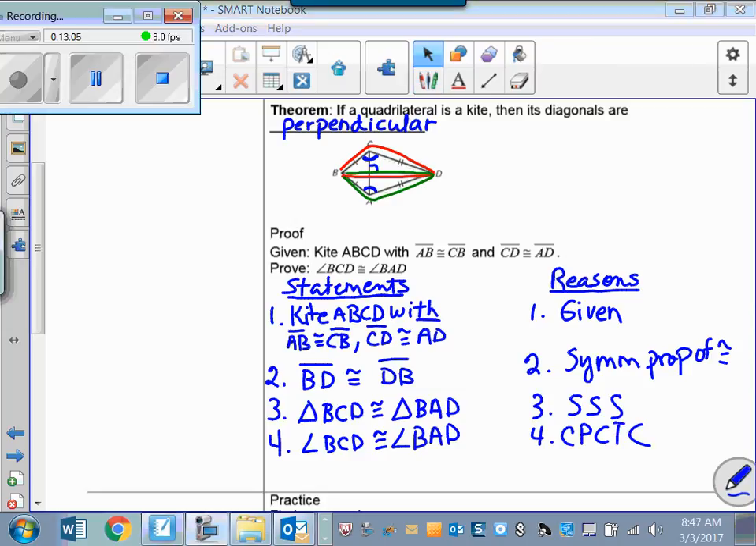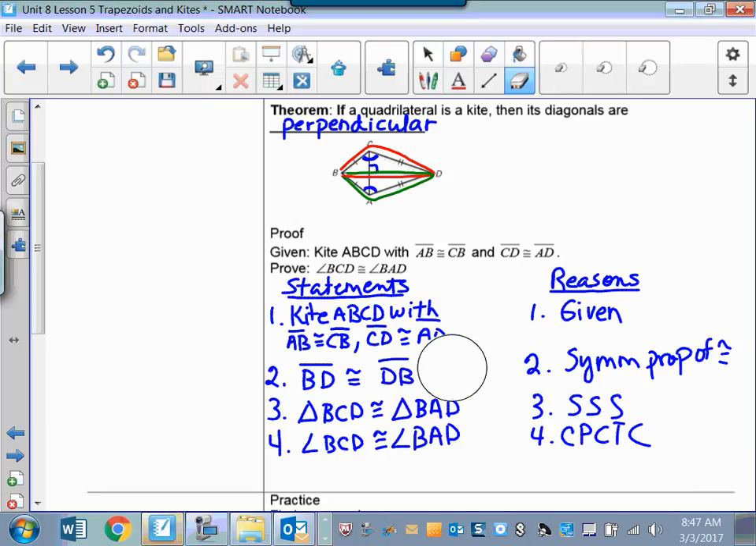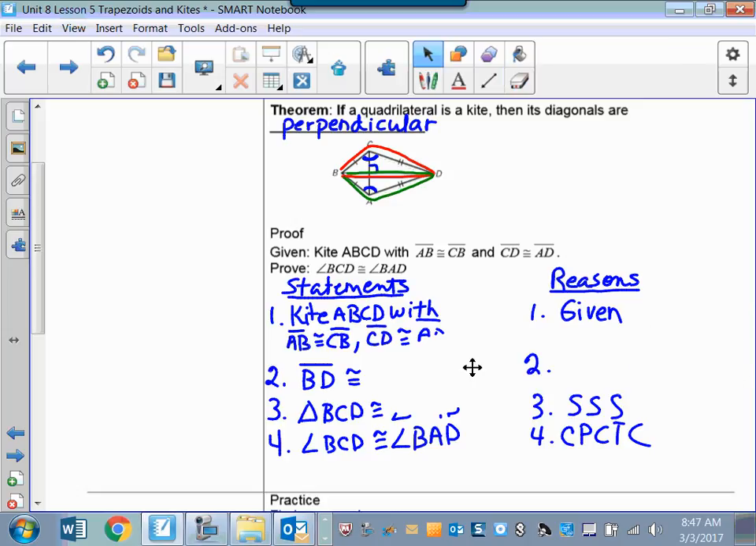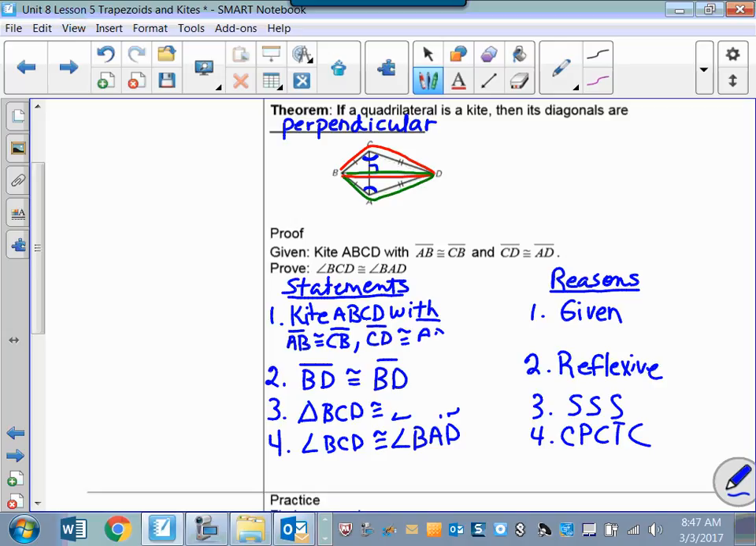You know what, guys? I'm going back to my original thought. I do need the reflexive property here. My apologies. It's early in the morning, having trouble waking up. BD is congruent to itself. That is the reflexive property. I know most of you were saying, wait, she was right the first time.